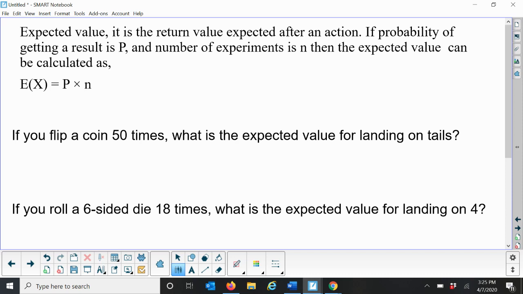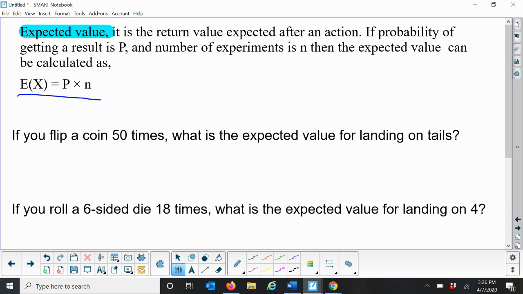For our next set of problems, we're going to talk about a concept called expected value. You can also think about this as a prediction. Based on what we know about the probability of an event happening, how many times would we expect that event to happen within a certain number of trials?